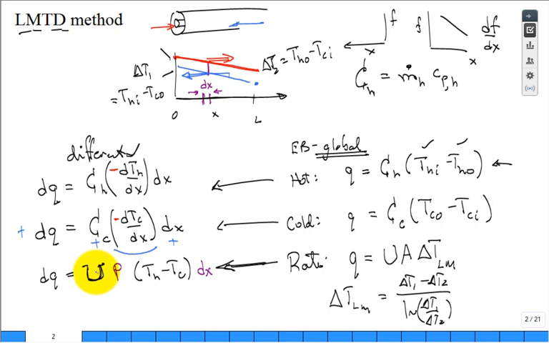Overall heat transfer coefficient. That's right. So what we can do to derive this equation, we can start here and work the math and get a differential equation. And so let's press forward.